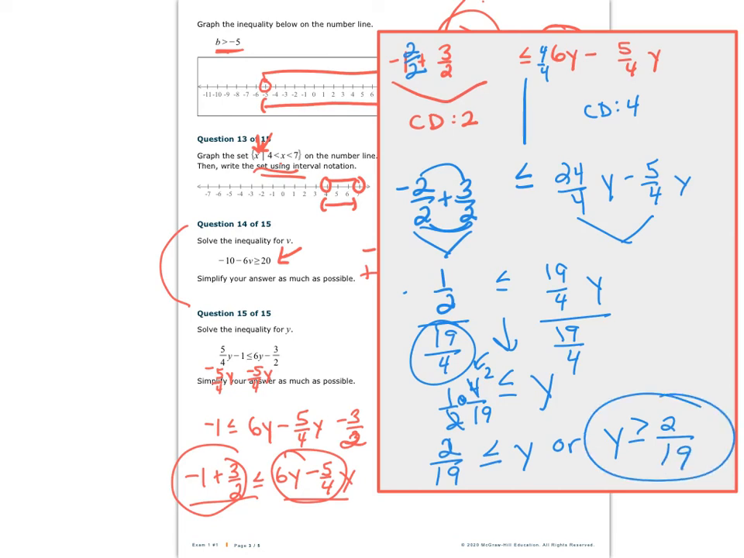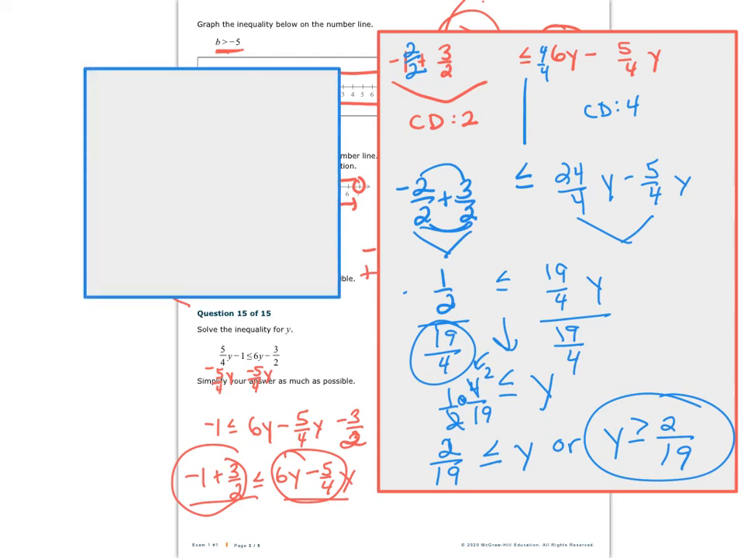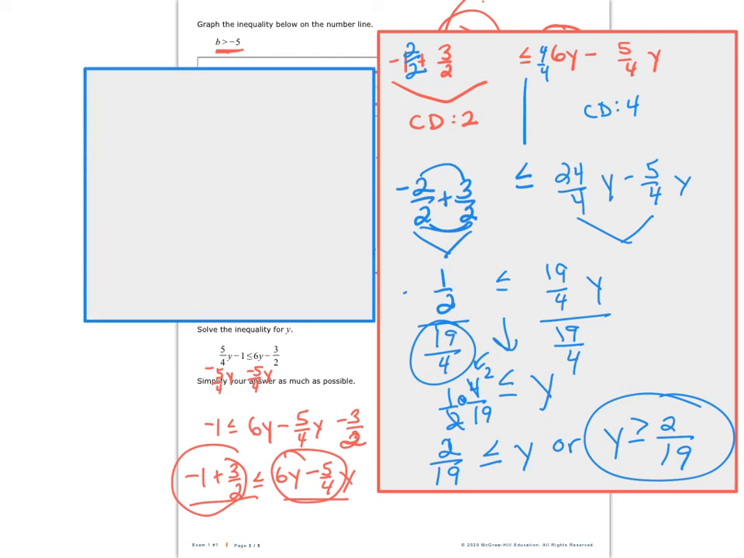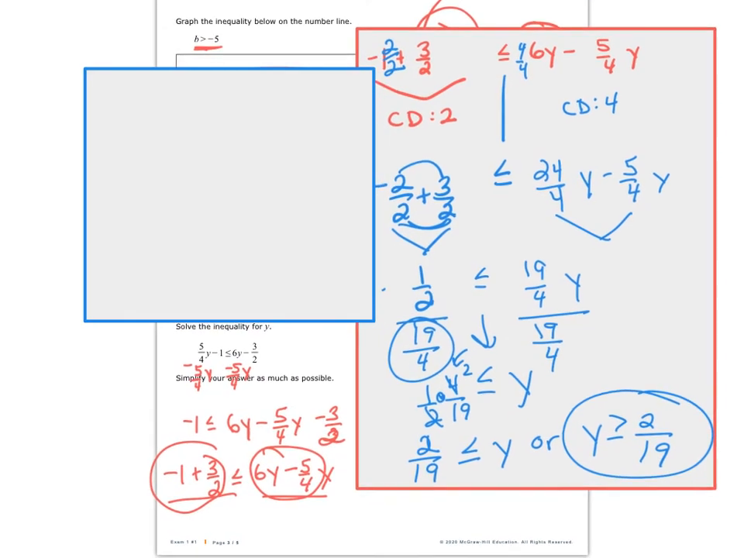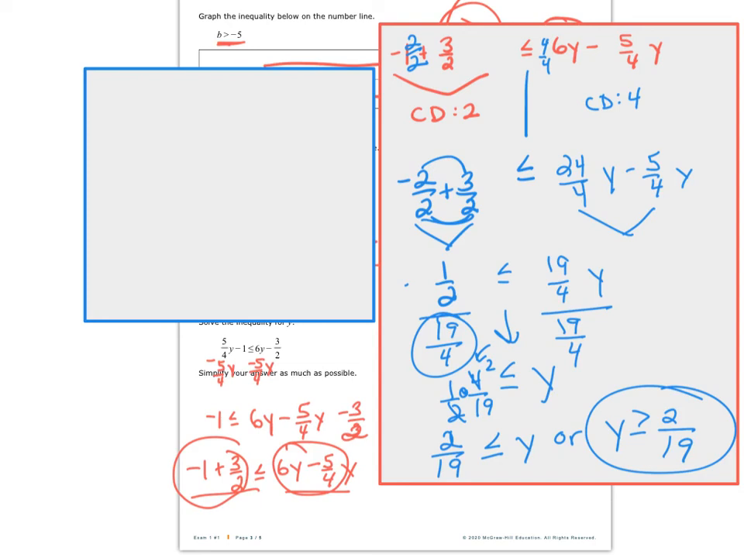Now, I feel like I need to show you the other way as well, so let me just do that up here. So noticing from right at the original question, right here, I'm going to rewrite that. So I have 5/4 y minus 1 is less than or equal to 6y minus 3 over 2.